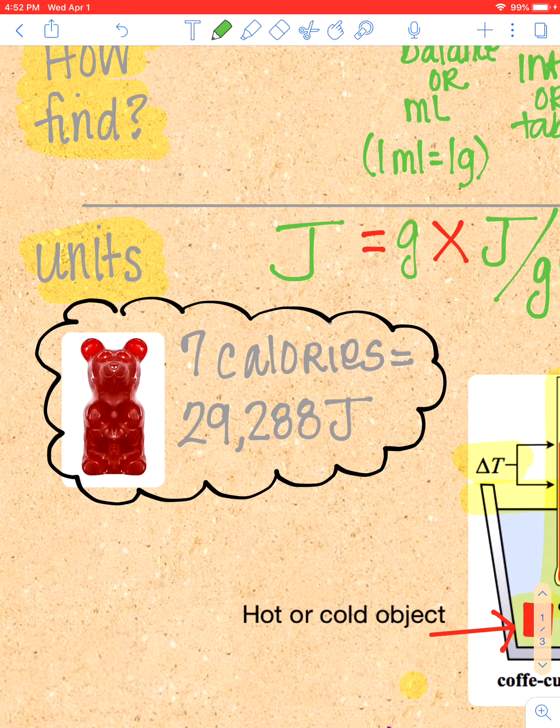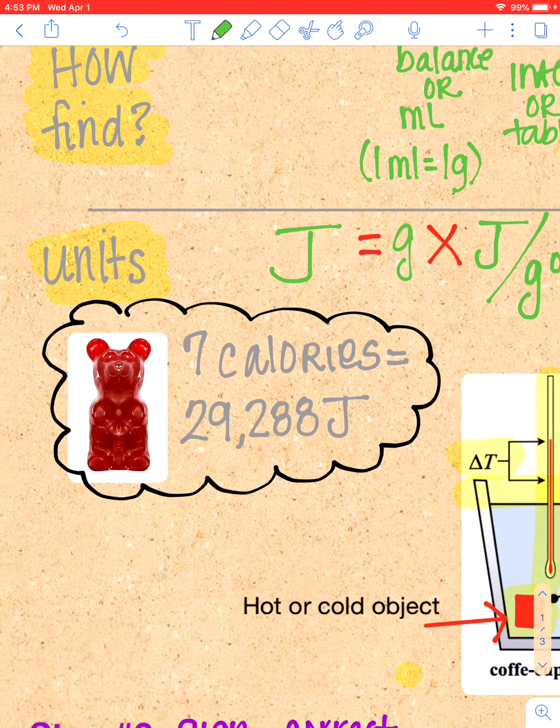So just to give you a reference point, we are still talking about the same thing. We're still talking about energy, but we're just using a different way of expressing it. The units in this case in chemistry are joules.